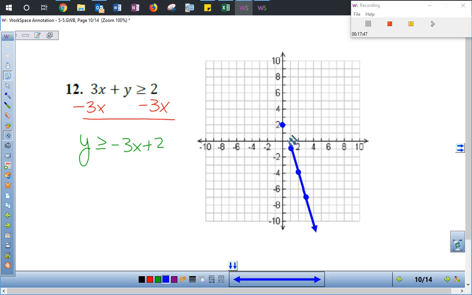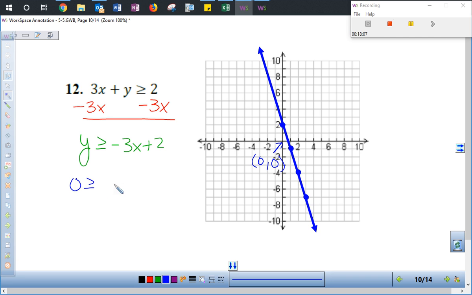So if I connect that with my straight edge all the way through, then it's greater than or equal to, so I want to shade above the line. Now again, if you're having trouble figuring out where above the line is, pick that easy ordered pair of 0, 0 and see if it works.